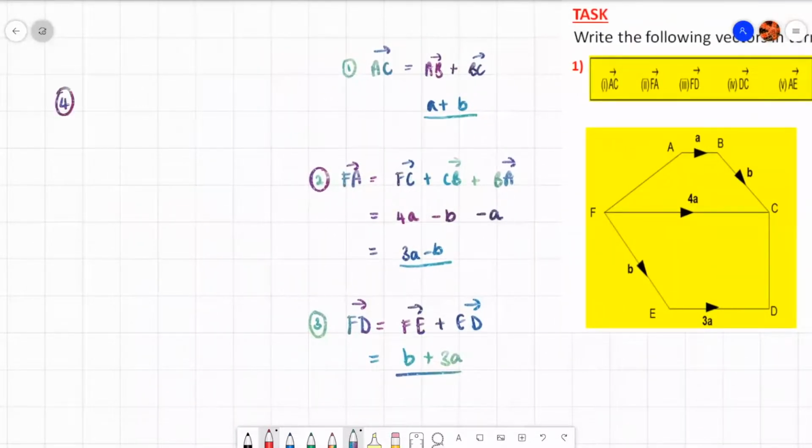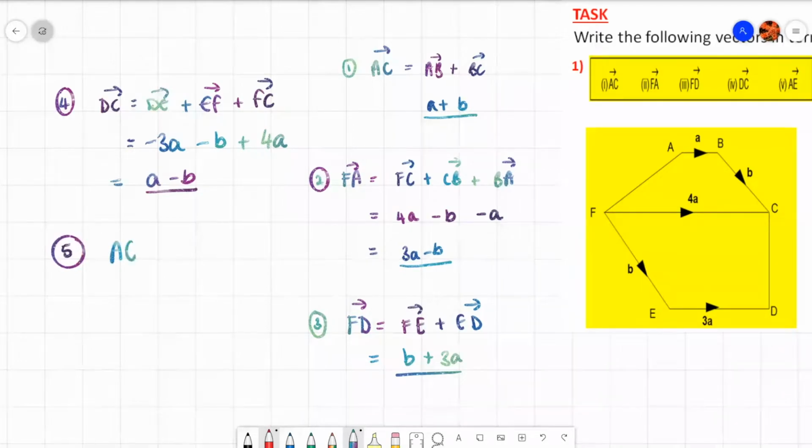Number 4, we are going to be looking at D to C. Again, I can't go on that pathway because there's no letter there, so we've got to go around. I can go D to E plus E to F plus F to C. D to E, opposite direction, minus 3A. Remember the minuses. Opposite direction again, minus B, plus 4A. Again, we can simplify this. Minus 3A plus 4A is just A minus B.